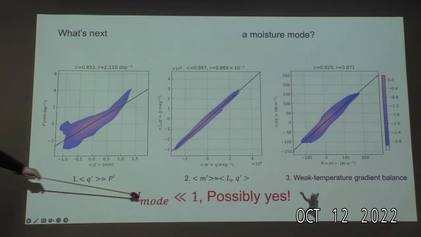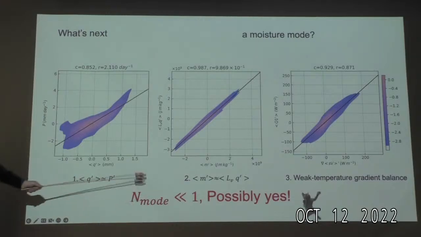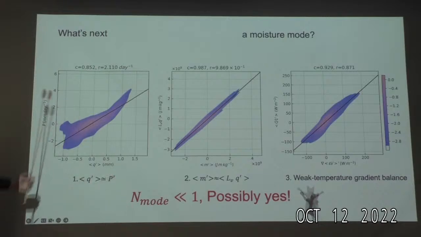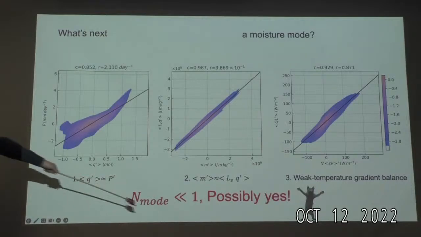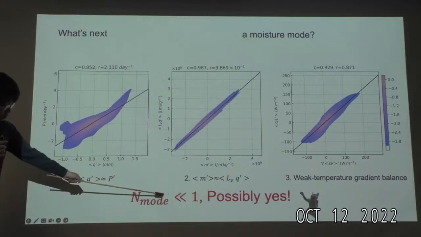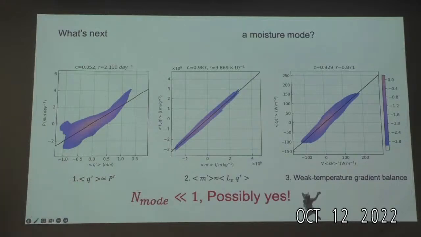We also calculated this non-dimensional parameter, the N mode, representing the relative scale of temperature variabilities over the moisture variabilities. If it is much smaller than one, that means it's a moisture mode. And we have calculated that. So possibly, yes, it is a moisture mode.